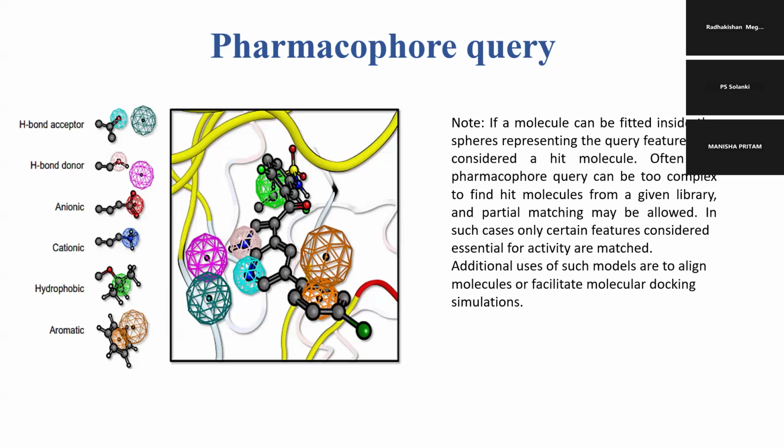Here you can see that if a molecule can be fitted inside the sphere representing the query features, it is considered a hit molecule. Often, the pharmacophore query can be too complex to find hit molecules from a given library, and partial matching may be allowed. In such cases, only certain features considered essential for activity are matched. Additional uses of such a model are to align molecules or facilitate molecular docking simulation.